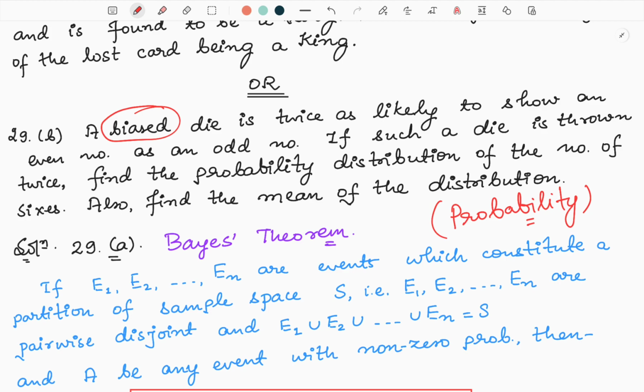So if a biased die is thrown twice, it says that the probability of showing an even number is twice that of showing an odd number. So if we consider that when a biased die is thrown, the probability of getting an odd number is k, then the probability of getting an even number will be 2k. Now if such a die is thrown twice, we have to find the probability distribution of the number of sixes, and after that we are asked to find the mean of that probability distribution.